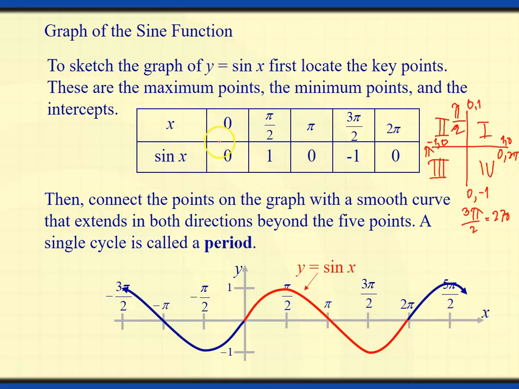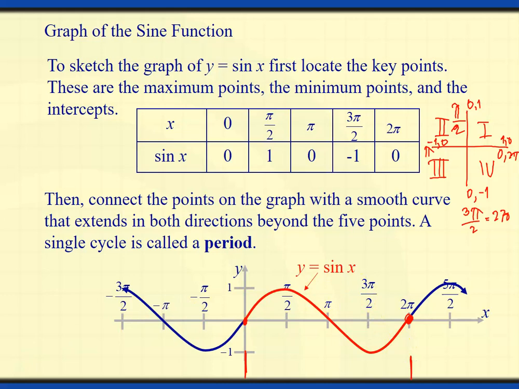You can see sine 0 is equal to 0, sine pi over 2 is equal to 1, sine pi is equal to 0, sine 3 pi over 2 is equal to -1, and sine 2 pi is equal to 0. From here going to this point is a single period: from 0 going to pi over 2, going to 1, then 0, -1, and then 0. So this is one period, or one cycle, of the sine function.